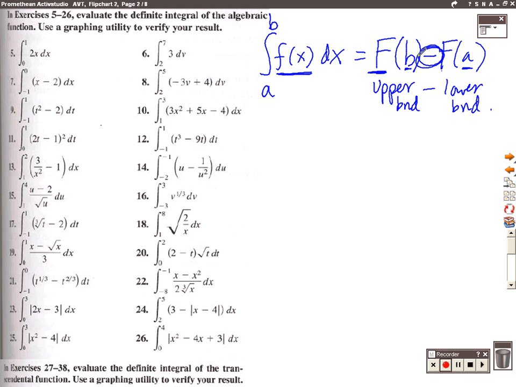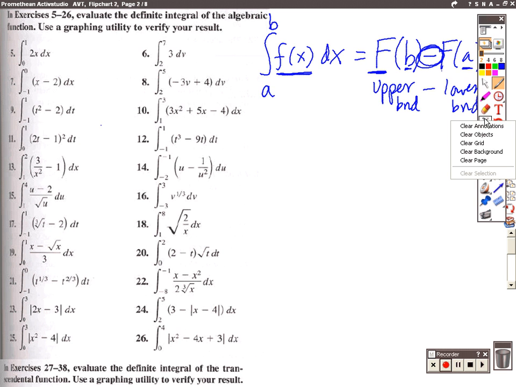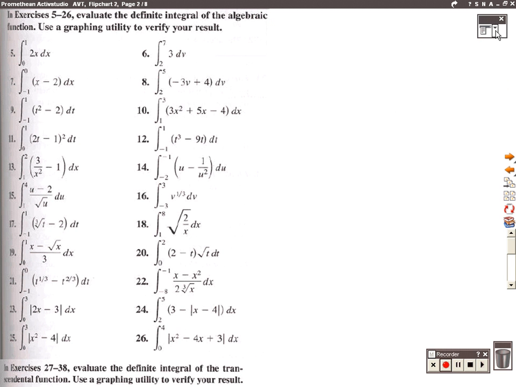So let me get rid of that, and let's start some. I'm only going to select a few problems because they all follow the same pattern, and I think you'll be able to handle this. Alright, so let's look at problem number 5. Just start with a simple one. From 0 to 1 of 2x dx.